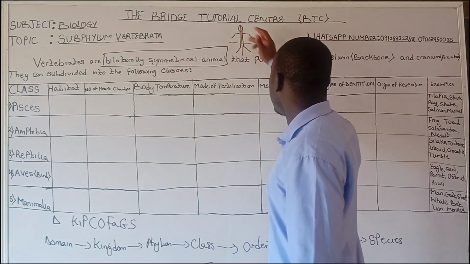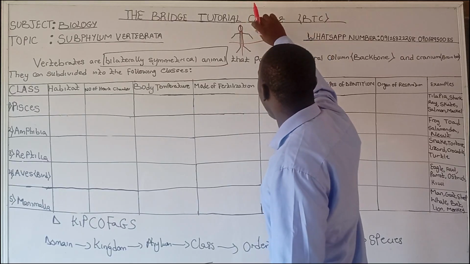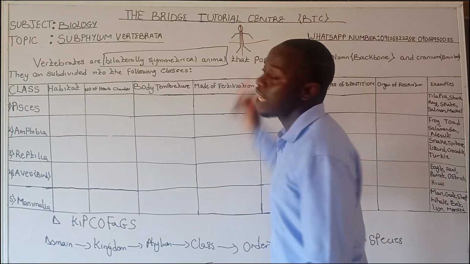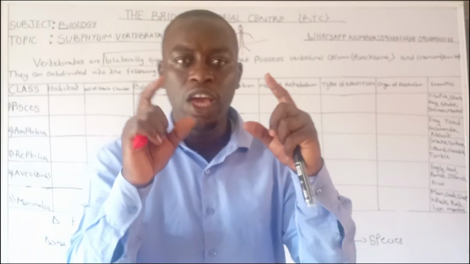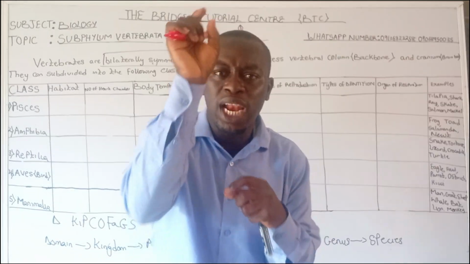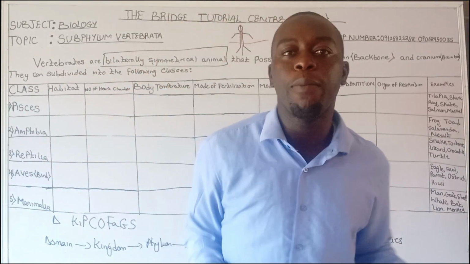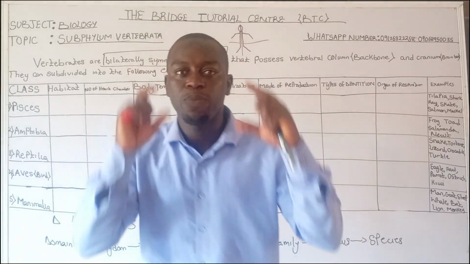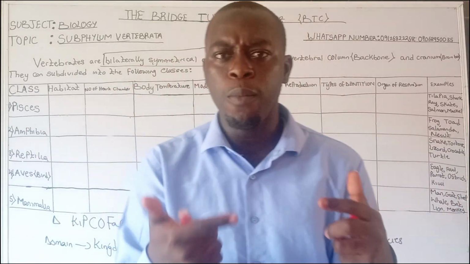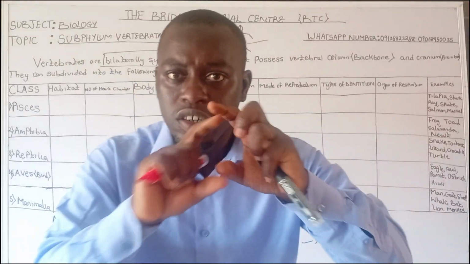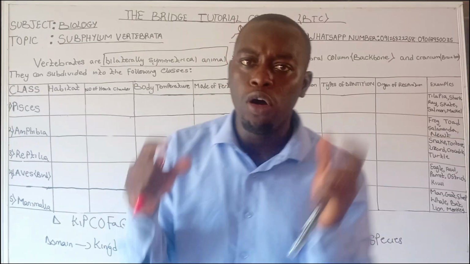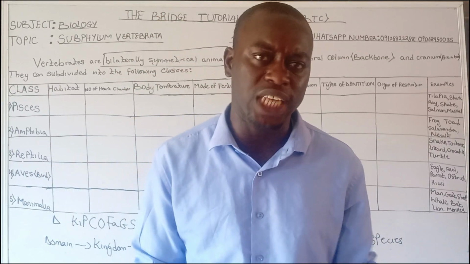If you cut it here, the upper one will not be the same as the lower one. So any organism that can be cut along only one plane to give two equal sides is said to have bilateral symmetry. We have another form of symmetry which is referred to as radial symmetry. Those ones can be cut along any plane to give you two equal sides.